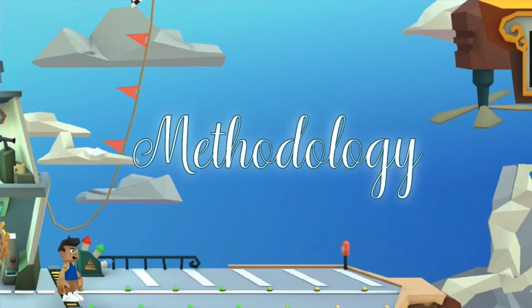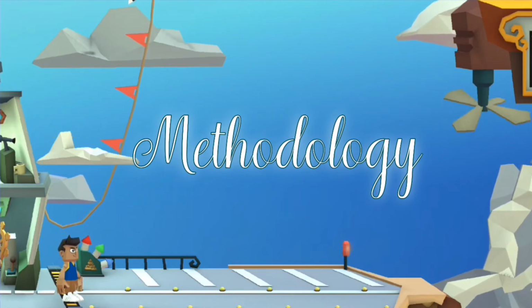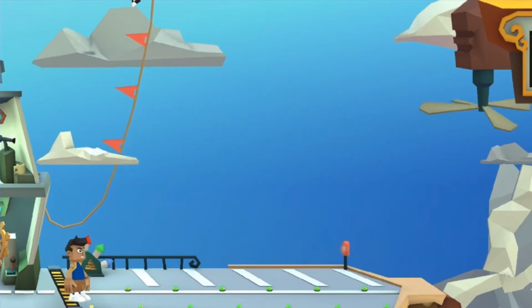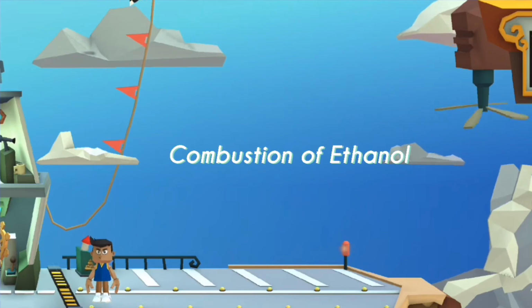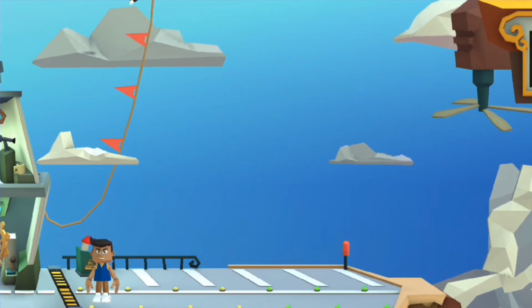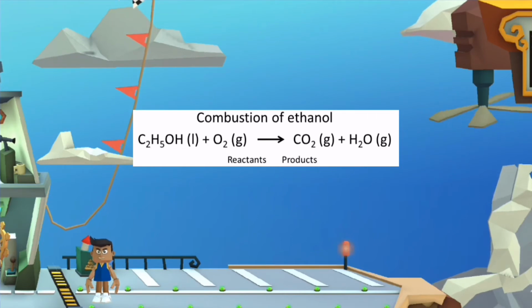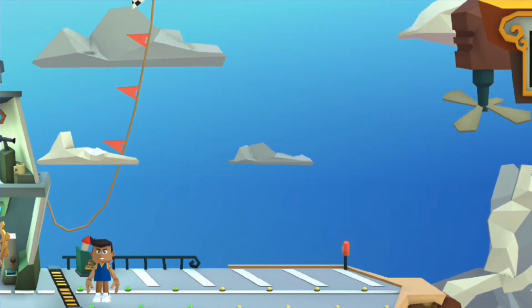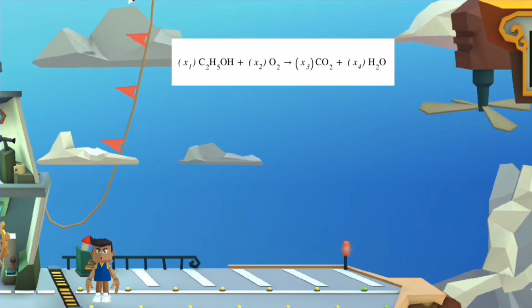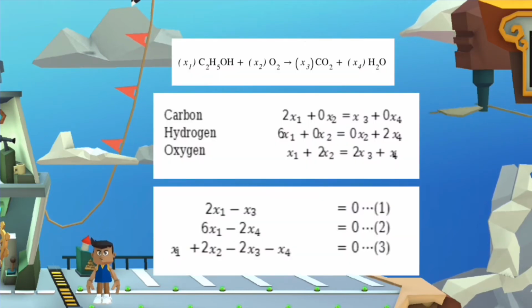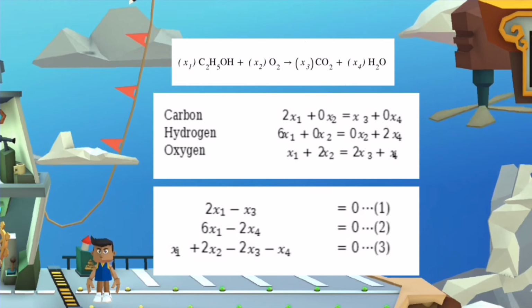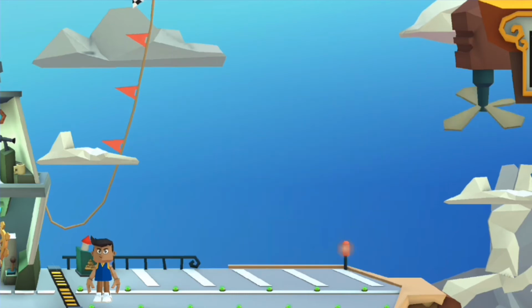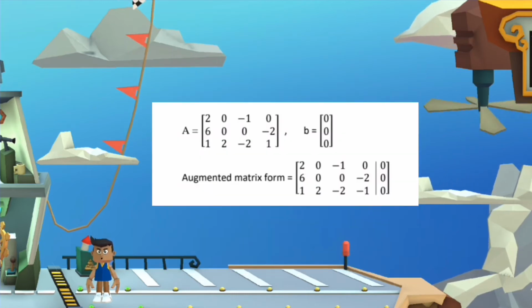In methodology, we will be focusing on how to produce a balanced chemical equation using the Gauss-Jordan elimination method. For the example, we will use the combustion of ethanol. This is the chemical equation for the combustion of ethanol. For the first step, we will assign 4 unknown coefficients into the equation. Next, we will form the simultaneous equations by sorting them into their groups. After that, we will convert the simultaneous equations into homogeneous equations, and at the end, we will get the augmented matrix form.